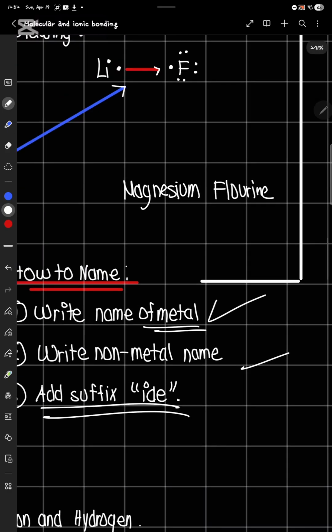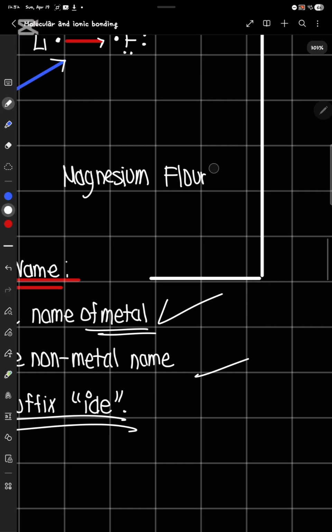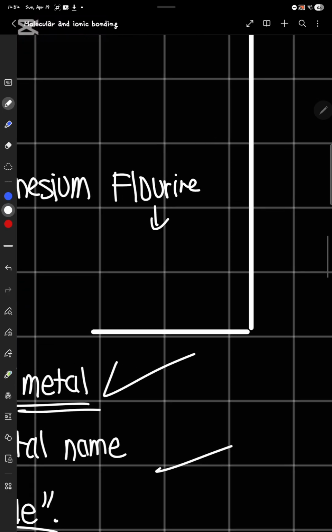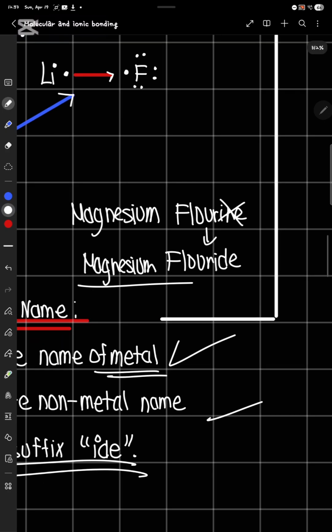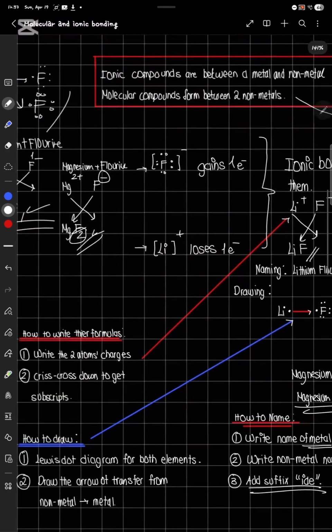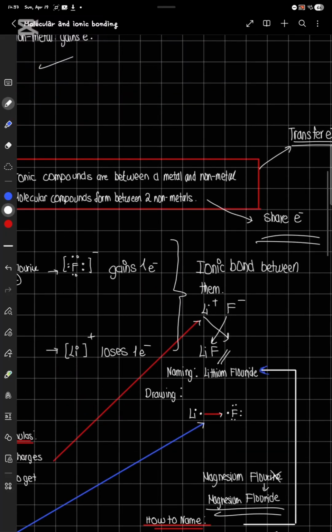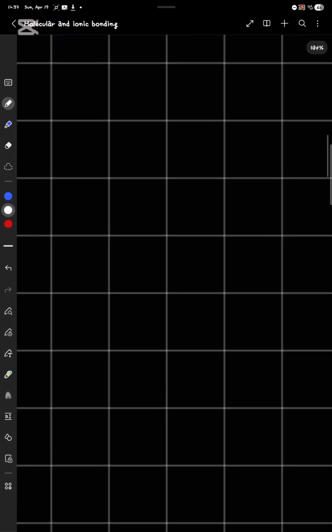Okay, and then you add the suffix IDE. Basically, for fluorine, ignore the INE and change it to IDE. Fluoride. So now your final compound is called magnesium fluoride. Another example. I've been using fluoride a lot, so let's try another atom. Let's try aluminum and sulfur.